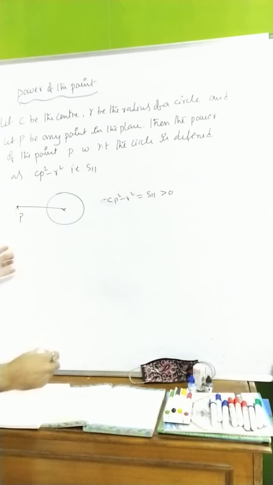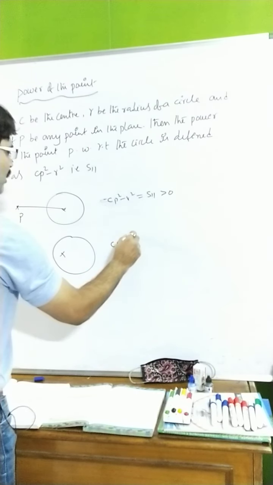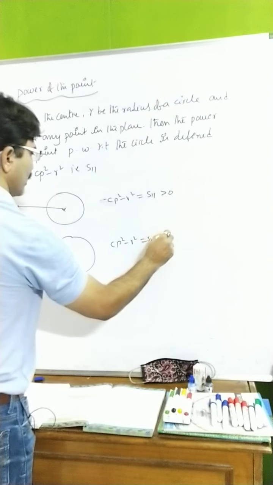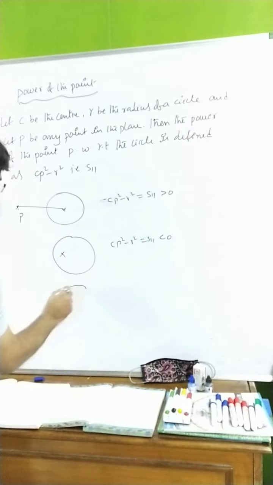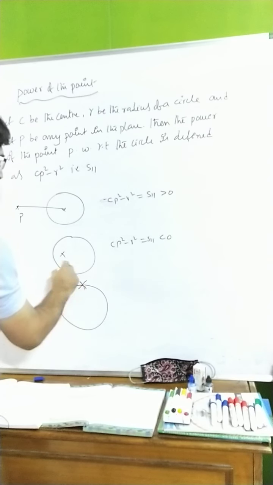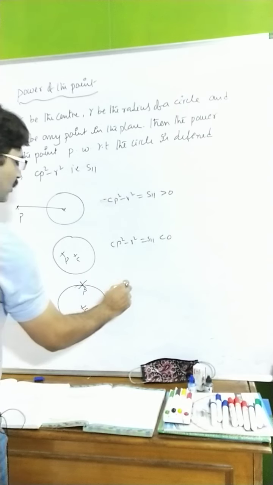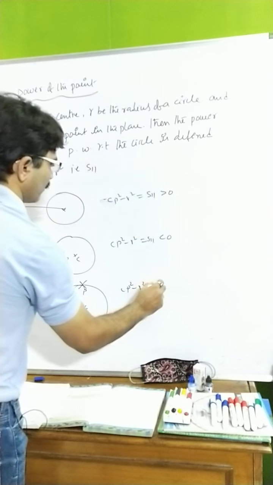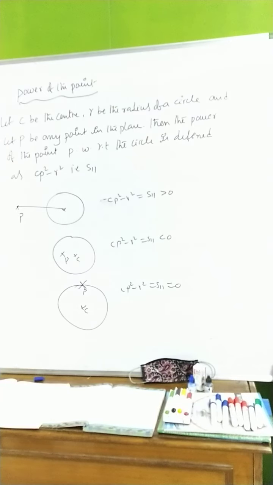Why? Because P is outside. If P is inside, CP square minus R square, that is S11, is less than 0. This time it becomes negative. Now if P is on the circle, with C here and P here, CP square minus R square is equal to S11, and here you will get 0 also. So the power of the point may be positive, negative and 0 also.